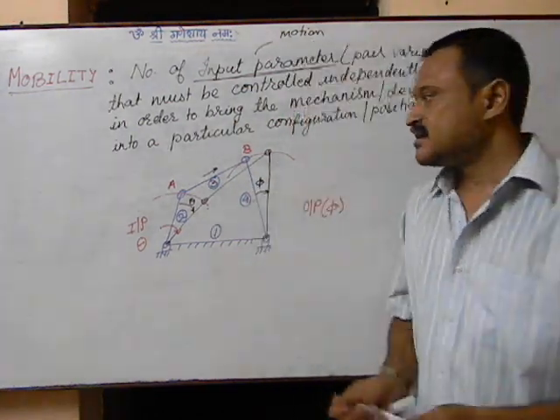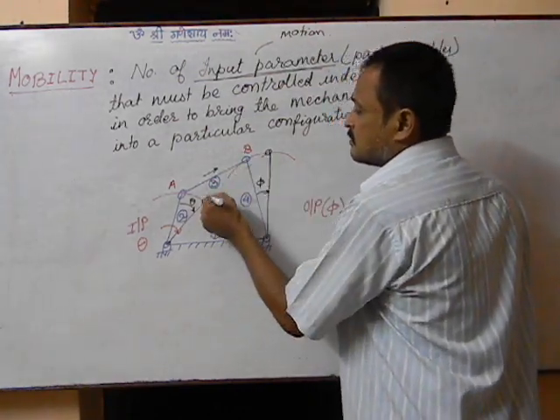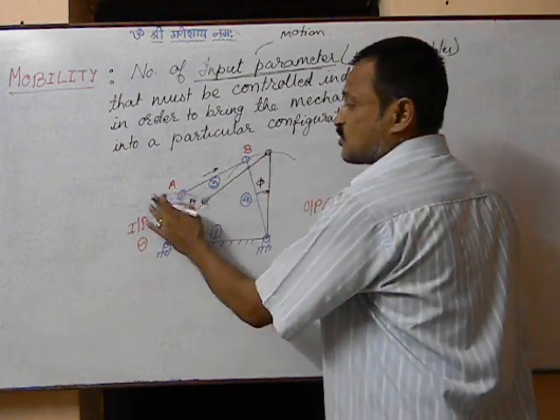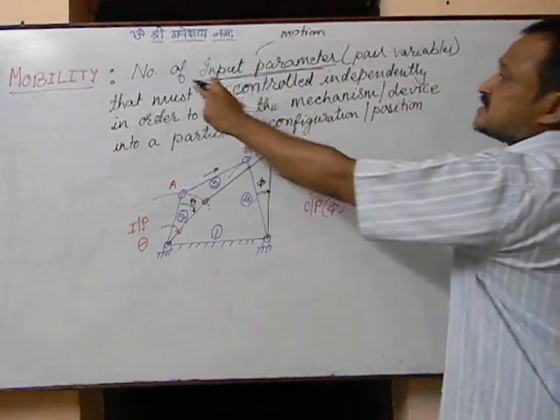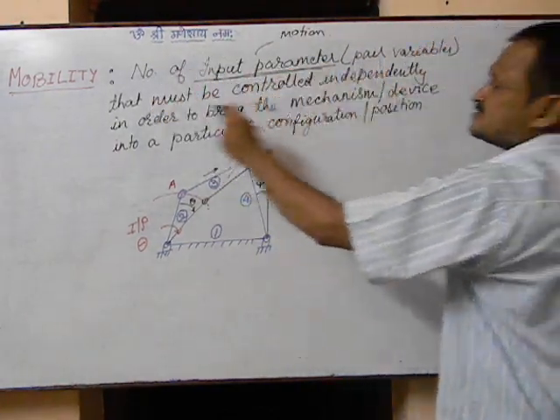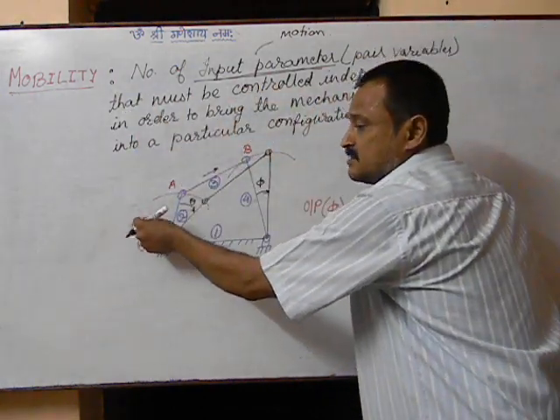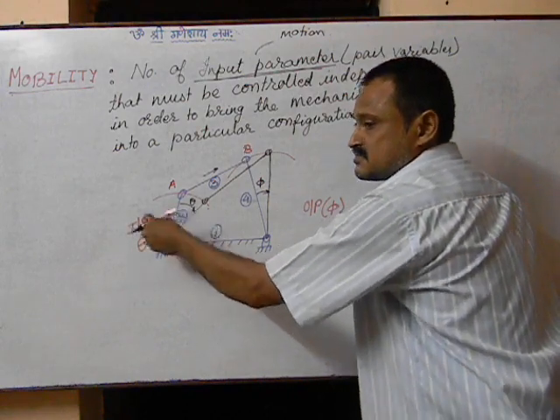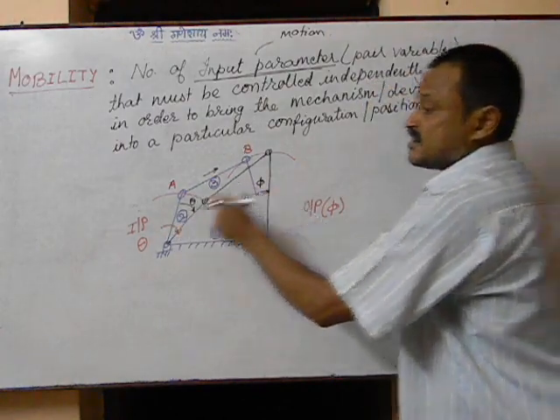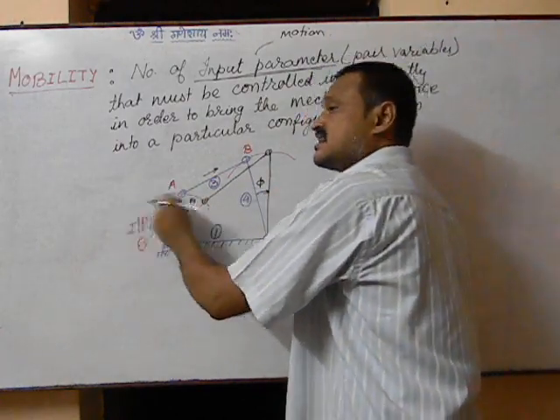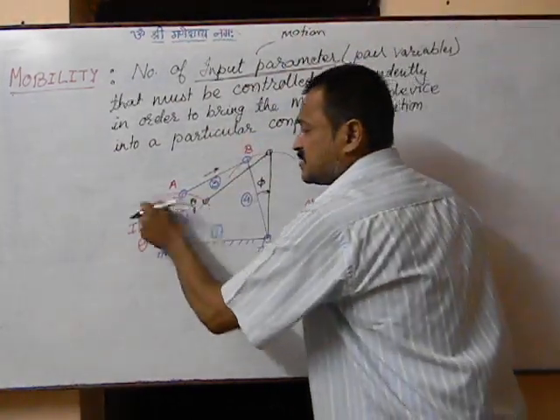This is my desire. Now have a look at this particular mechanism. So this is configuration 1 and this is configuration 2. See what it is saying: the number of input parameters that must be controlled. So I can control this input motion by theta. When I turn it by theta, then only it will turn by phi. If I turn it by some other angle, say theta 1, it will turn by some other angle theta 2. Right? So I can independently control.